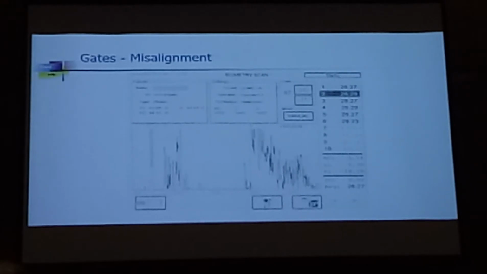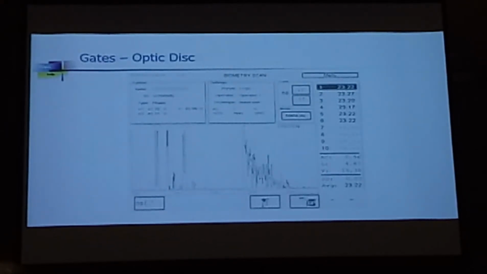This is a misalignment, it's a tilted probe. You can see the runoff is very fast. If you have this, it means the patient is not fixating well. You have to be careful. Again, this is an optic disc. It runs off very fast. Like I said, anything that runs off very fast, no good. You need to have a plateau before it runs off.